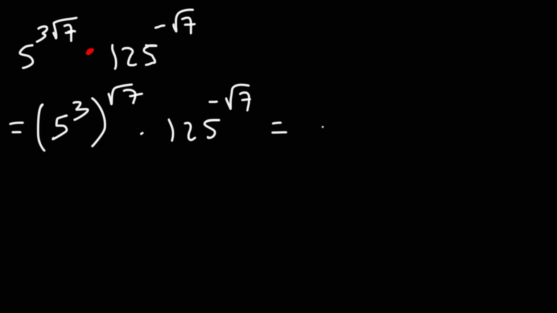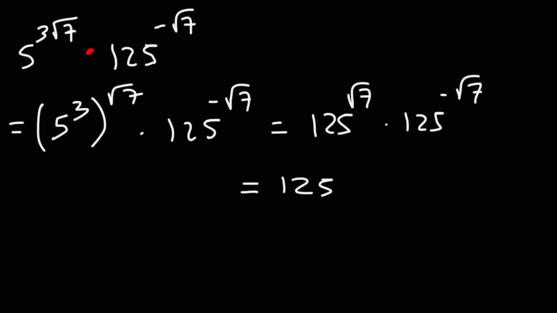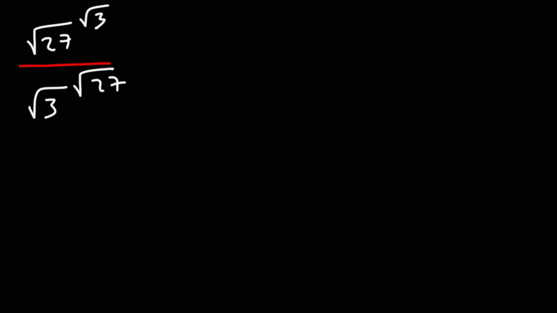5 to the third power, that's 5 times 5 times 5, which is 125. Now that the bases are the same, we can add the exponents. Square root 7 plus negative square root 7 is 0, and this is going to end up being 1.